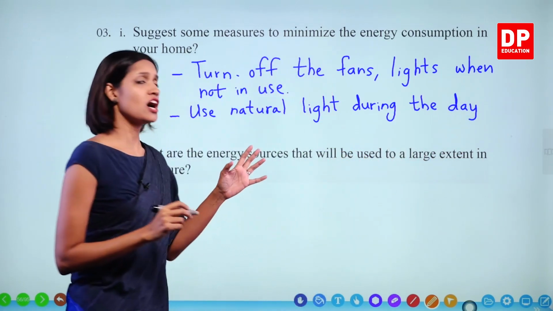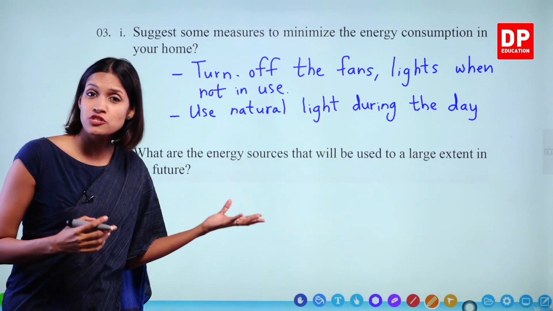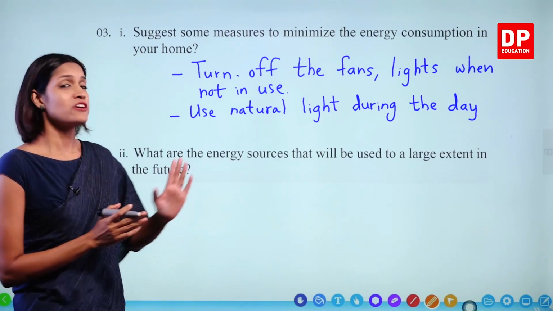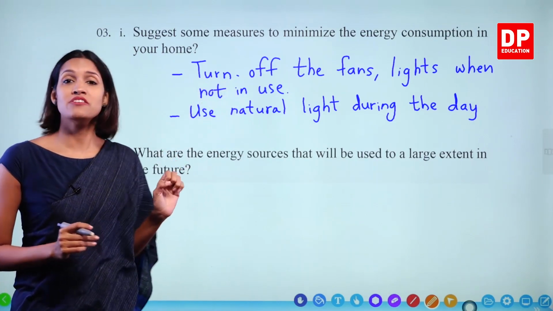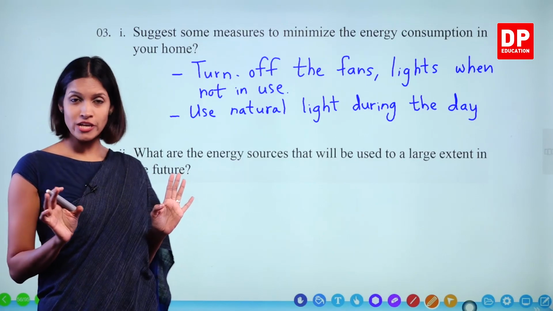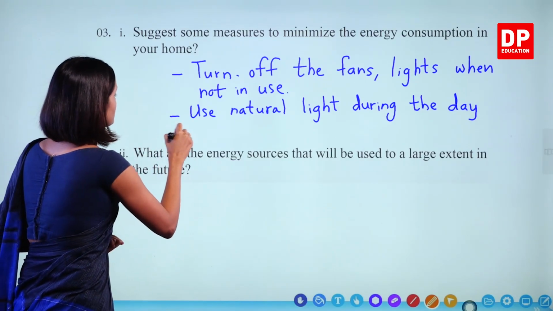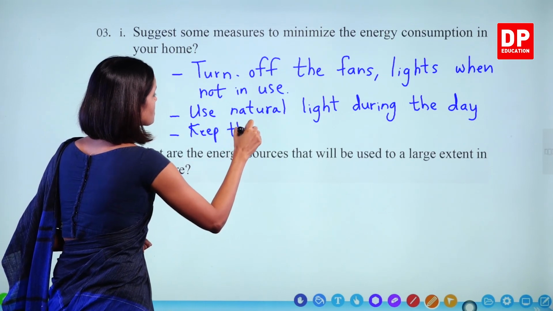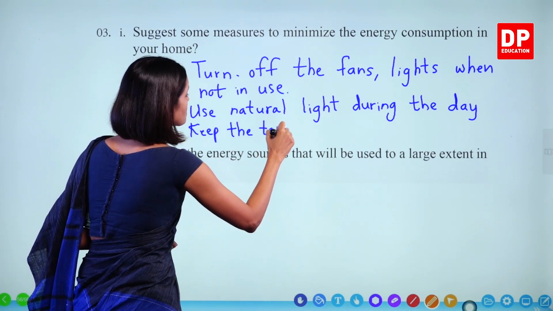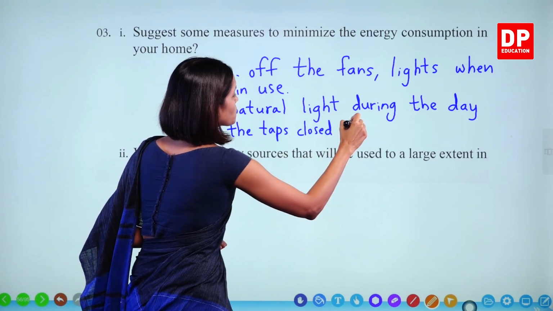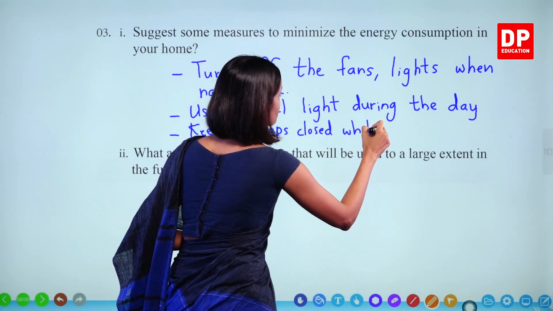What else, children? How to save water, because water is also a certain type of energy source. How to save water? We can turn off the taps while we are brushing our teeth or applying soap. Okay, children? Right. Keep the tap closed while brushing teeth.